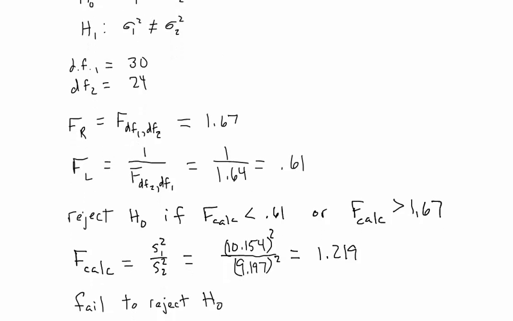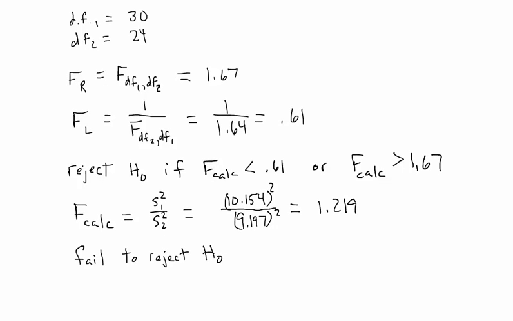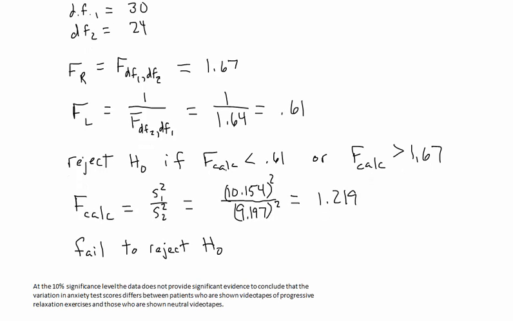So now we need a conclusion. And our conclusion is going to be, at the 10% significance level, the data does not provide significant evidence to conclude that the variation in anxiety test scores differs between patients who are shown videotapes of progressive relaxation exercises and those who are shown neutral videotapes. And that's our video on comparing two variances.